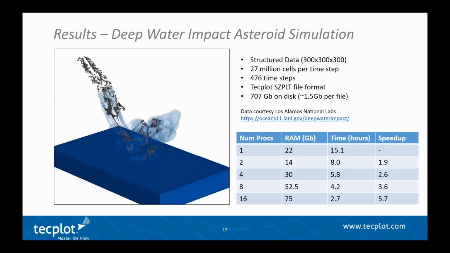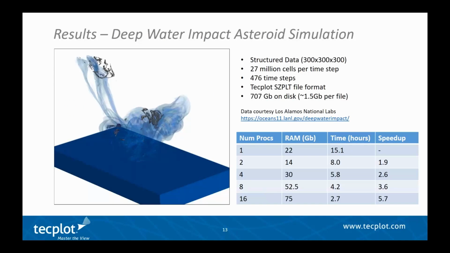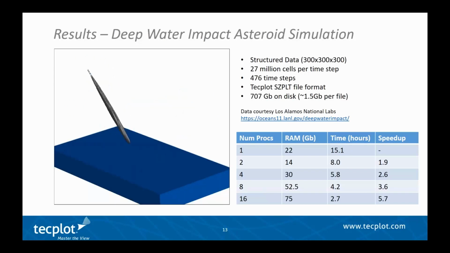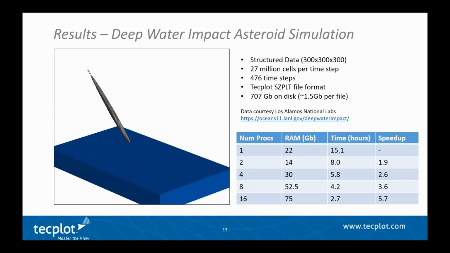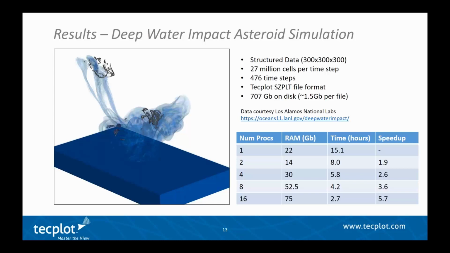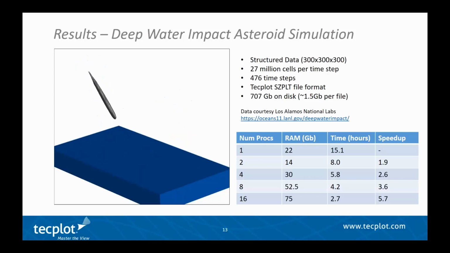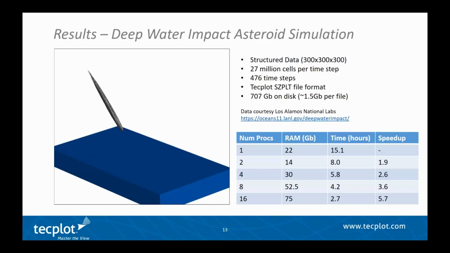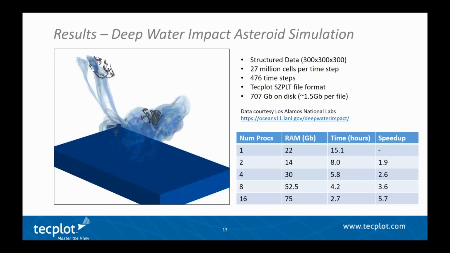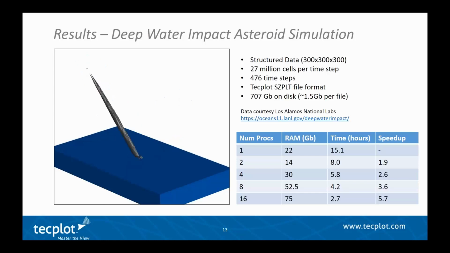And some of you may have seen this animation on social media a few weeks ago. This is a data set courtesy of Los Alamos National Labs. They created this data set for the purpose of understanding a deep water asteroid impact, to understand whether it would create a tsunami that we needed to be concerned with, and what it came down to was no, the ocean's pretty good at absorbing impact from asteroids. So those of you in the coastal cities can rest assured that you're going to be okay there.